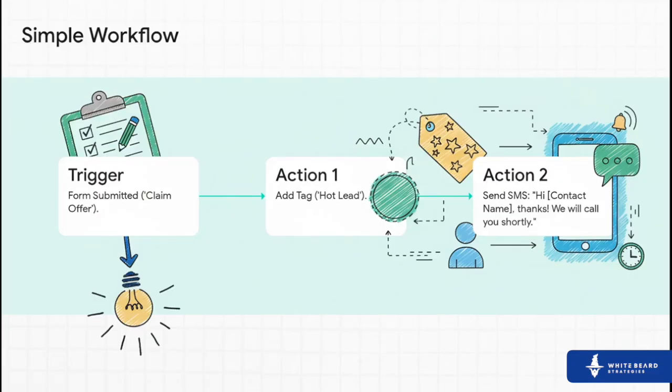So check out this super simple but powerful example. The trigger is someone submits your form. The first action, the system automatically adds that hot lead tag we talked about. Action 2, it instantly sends them a personalized text message. The magic here is the speed. Every single new lead gets a personal touch within seconds, and you didn't have to lift a finger. That is an absolute game changer.